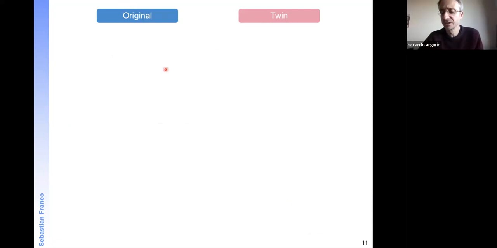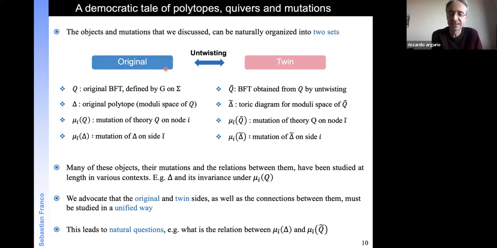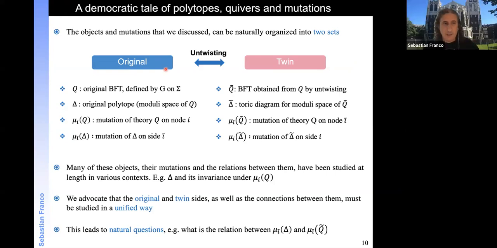Seba, just one question. Are there cases where the original and twin are the same? Yeah, yes, they are. And I will give you an example that is purely chosen. But yes, I try to avoid these things. But yes, there are some, and this was very common.